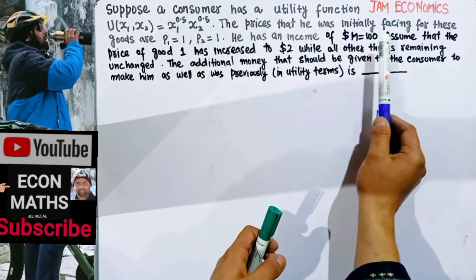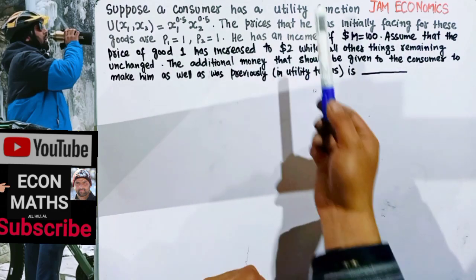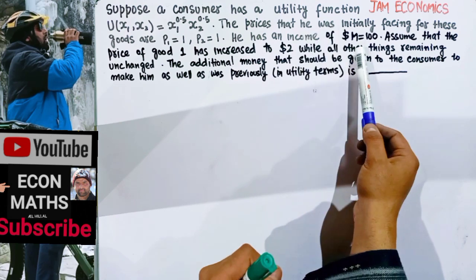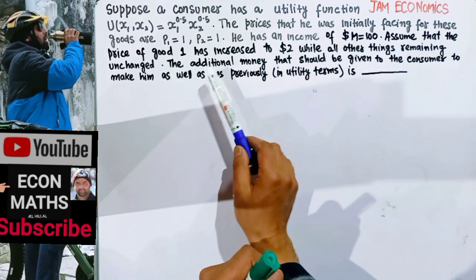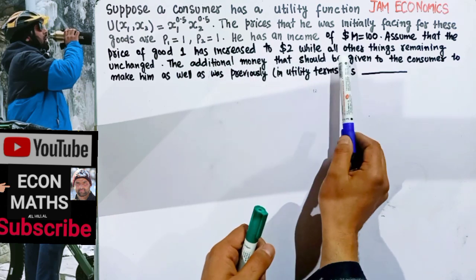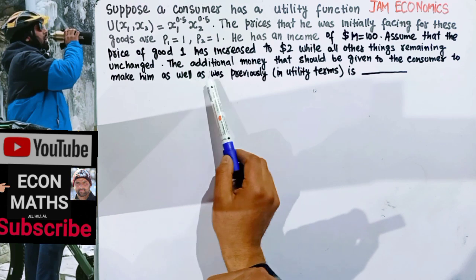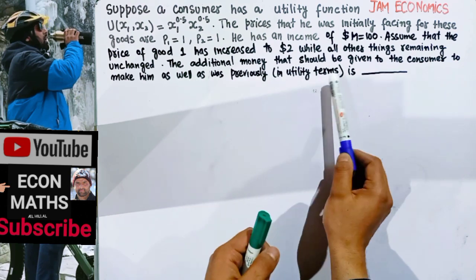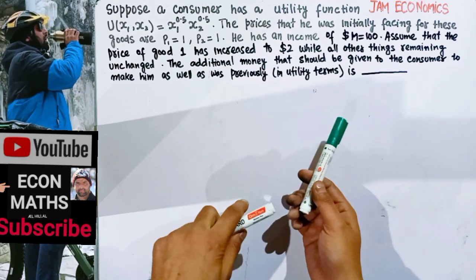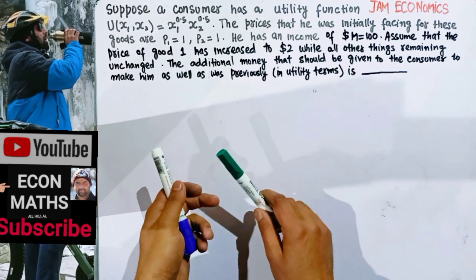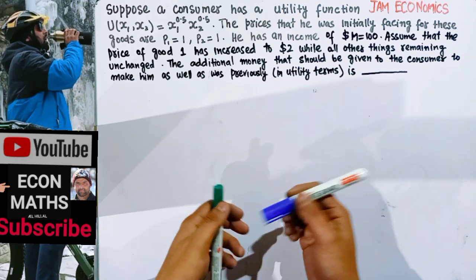Initially he has an income of $100. Assume that the price of good one has increased to $2, while all other things remaining unchanged. We need to find out the additional money that should be given to the consumer to make him as well off as he was previously in utility terms. Okay, how much additional money do we want to give him so that he is as well off as he was previously? We need to find out that very quantity of money.